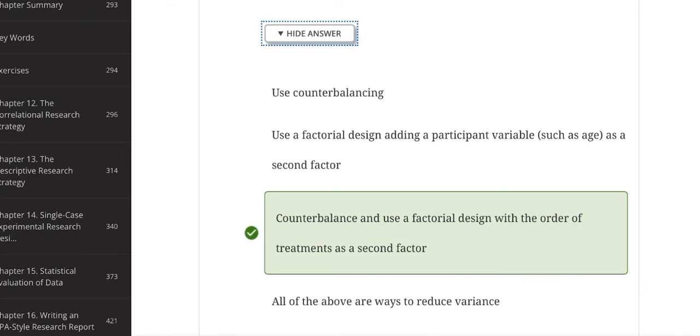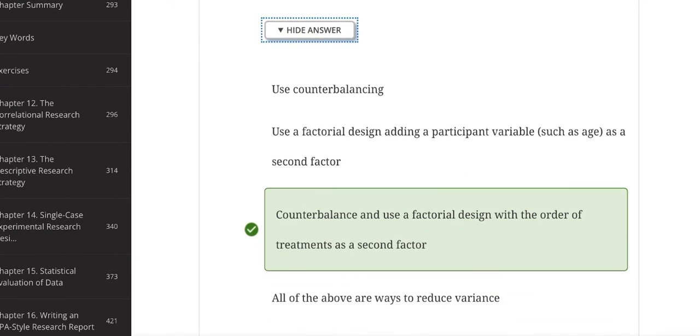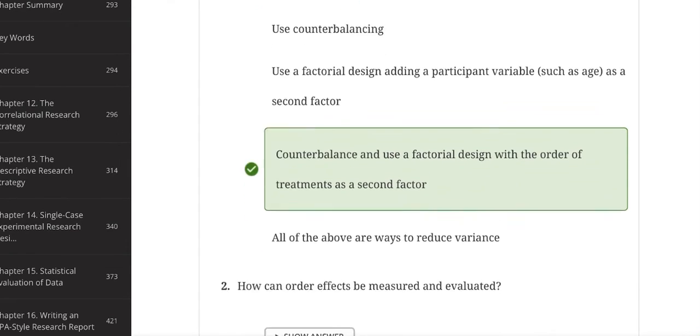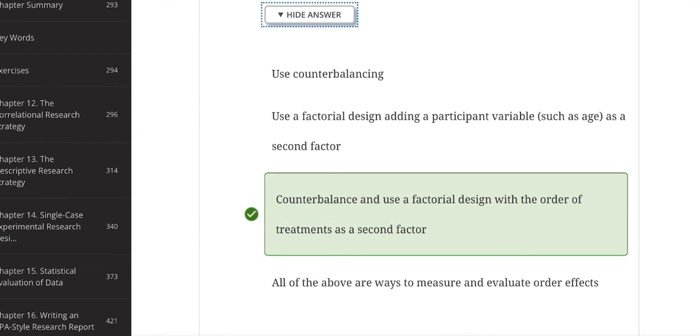Your ebook is incorrect. It is actually the second answer here: use a factorial design, adding a participant variable such as age as a second factor. That is the correct answer for this question. Some of you may have already figured that out, because if you go down to this next question, it's the same set of answers, and the answer is actually the third answer. So they just made the mistake of making that third answer the answer for both questions.